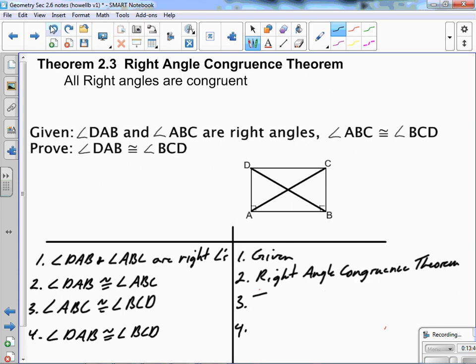That's not what that 3 was. That was given. That came from our given. And 4 was actually the transitive property.